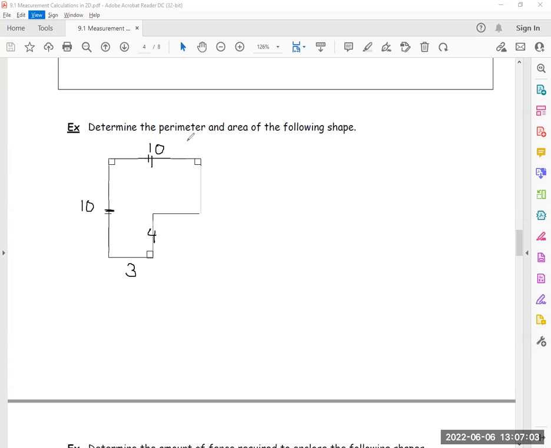So you're going to have to do your own thinking. How do you find the length of all the edges around? Well, I know that this is a 10. I know that this is a 4. So what's left over?